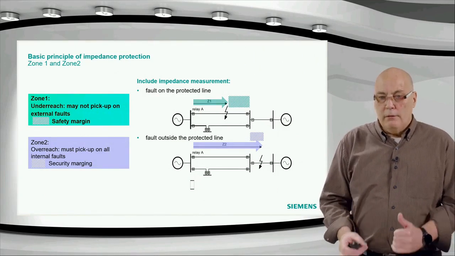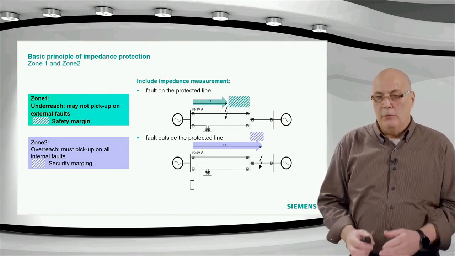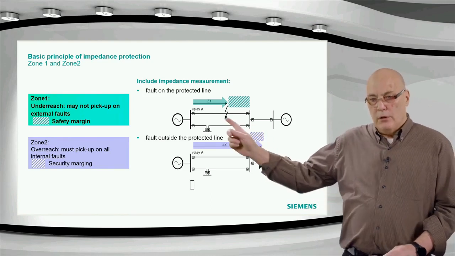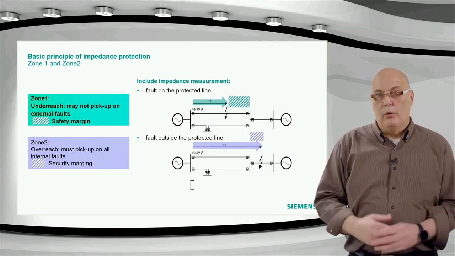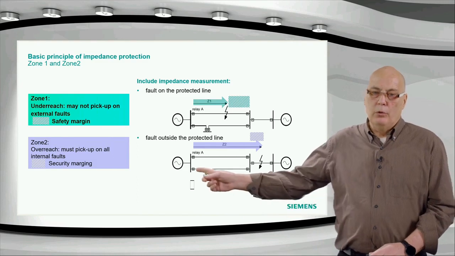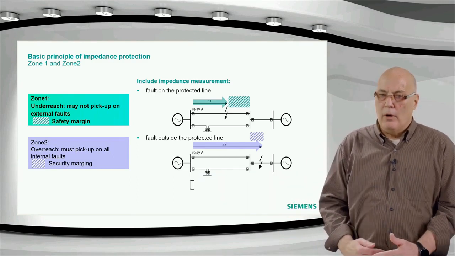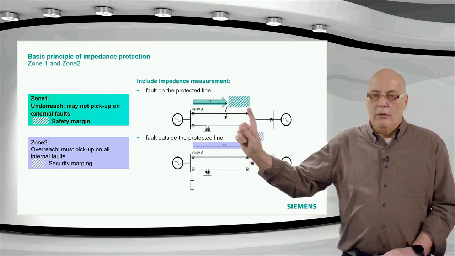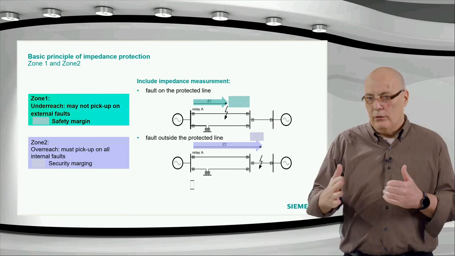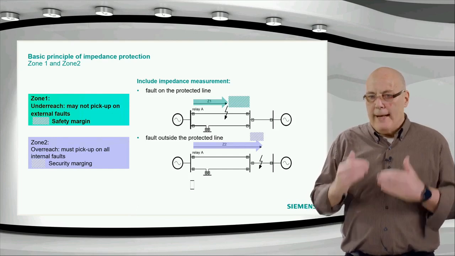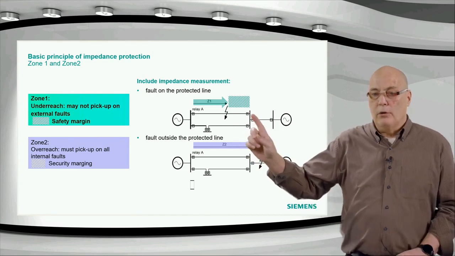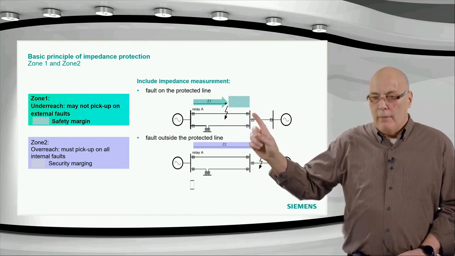For this distance protection selectivity, all you need is two zones. Normally we call them zone 1, an underreaching zone, and zone 2, an overreaching zone. They have two very clear requirements. The underreaching zone, zone 1, requires a safety margin, which, as we'll see later on, allows for tolerances. So it may never pick up on an external fault. You need a safety margin so that if the fault is on a remote busbar or further away, it may not pick up.